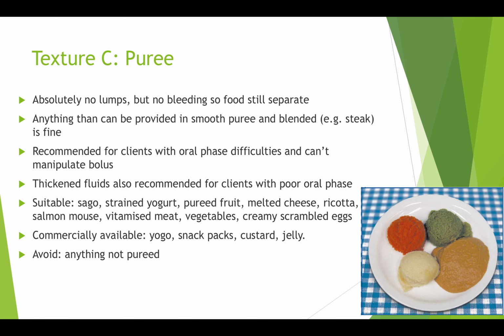Texture C is a puree diet. Absolutely no lumps, but no bleeding, so food can still be separate. Anything that can be provided in smooth puree and blended is fine. For example, steak. As long as it's blended, that's okay. Recommended for clients with oral phase difficulties who can't manipulate the bolus. Thickened fluids also recommended for clients with poor oral phase.